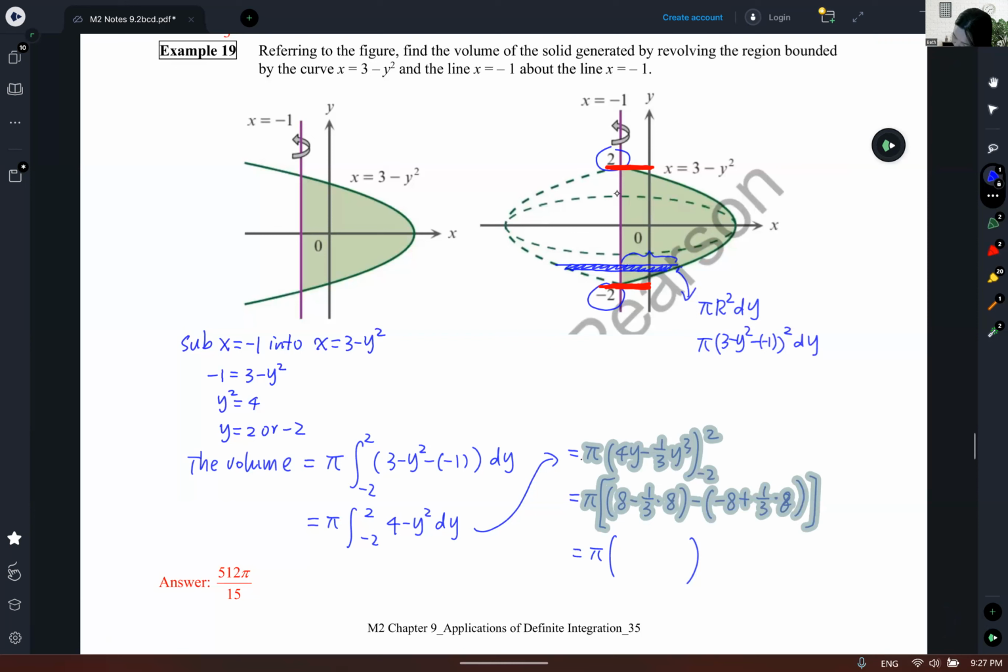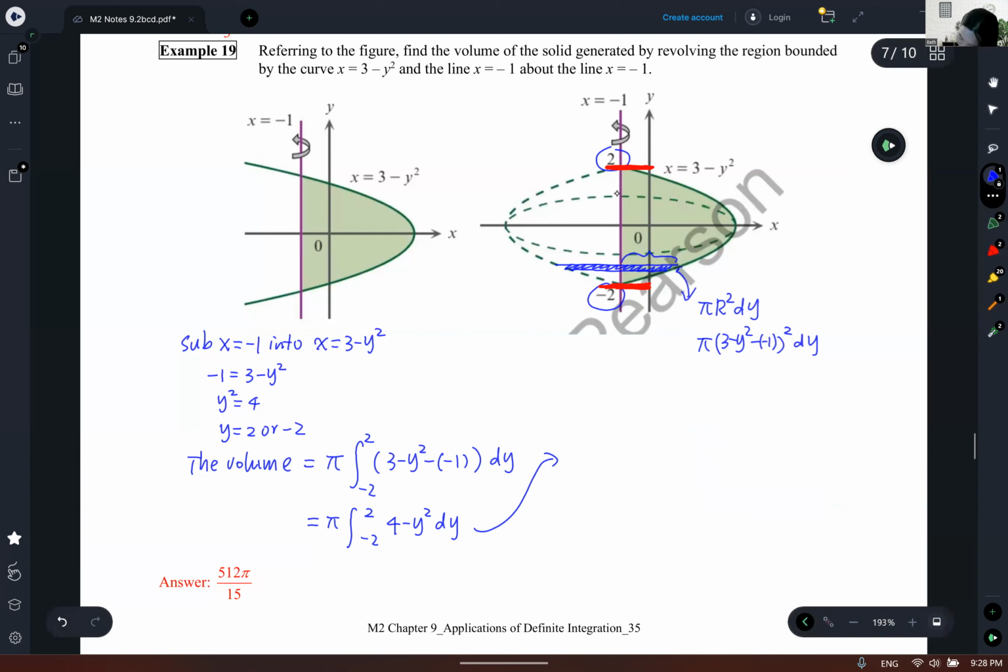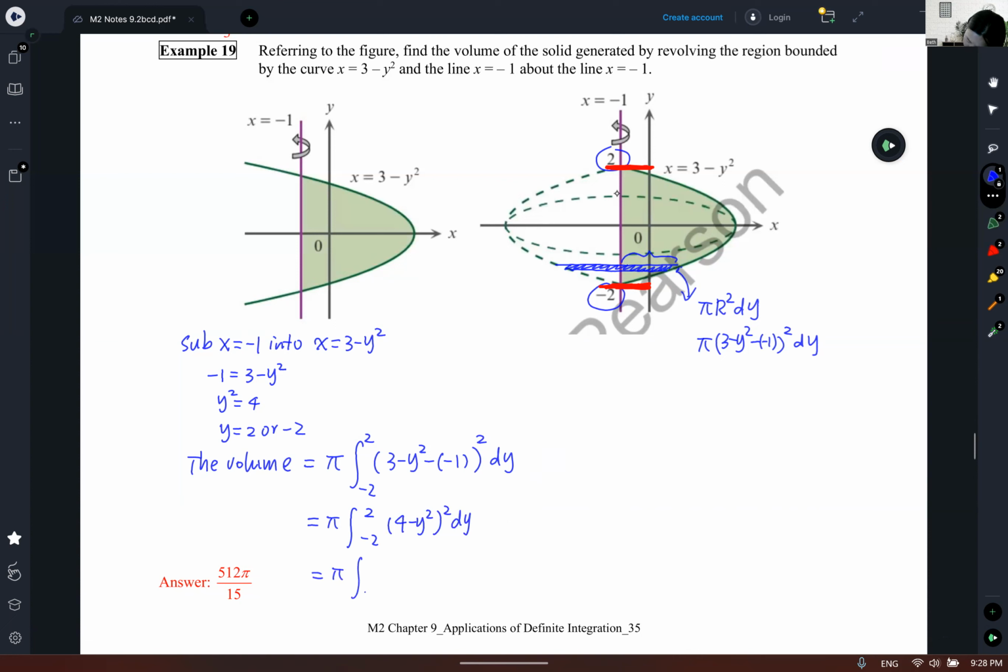Why is my answer wrong? I left out squared. It's pi r squared dy. Sorry. So this one is actually (4 minus y squared) squared dy. So it's a lot to deal with. 16 minus 8y squared plus y to the power 4. I wonder why I don't have 1/5.